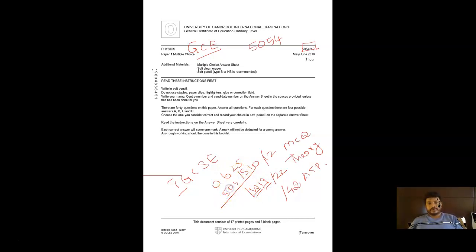So 5054 is the physics code number, S is summer, 10 is the year, and number 12 is the MCQ paper, the first paper, and the first paper is MCQ. In MCQ there will be 40 questions. So we are going to discuss these questions one by one.